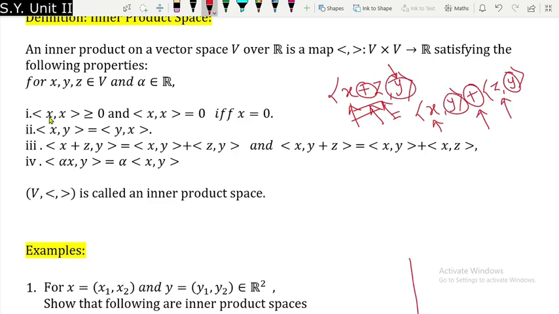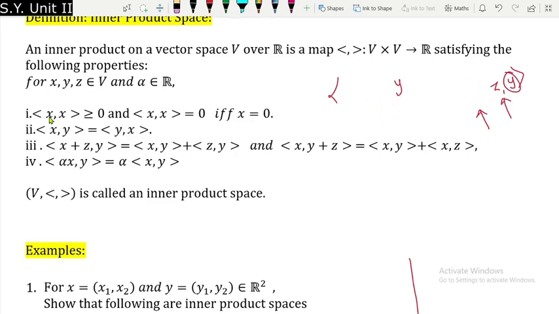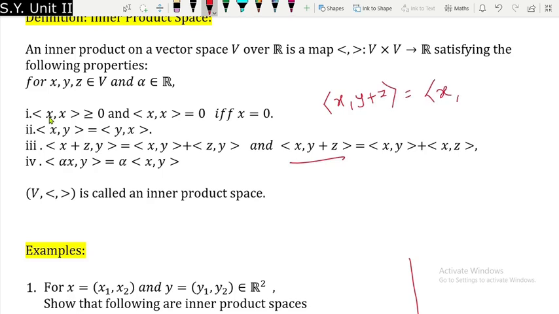This plus has appeared here, and this z is over here, and this y coordinate has been fixed, as it is. So this is also true for the second coordinate, and therefore over here it is given that inner product of x with y plus z is equal to inner product of x with y plus inner product of x with z. Now over here the first coordinate is fixed and we are distributing the second coordinate. Very beautiful property, the third one.